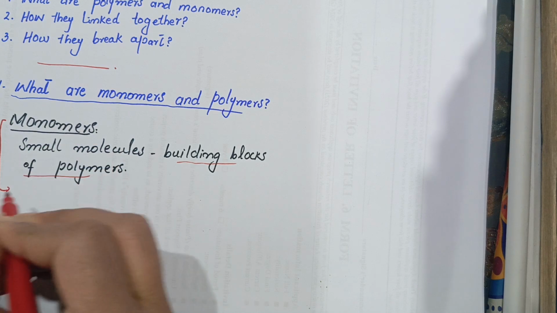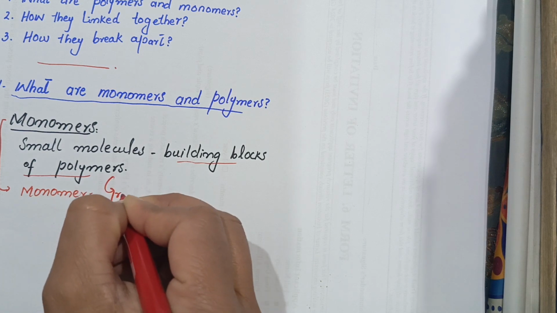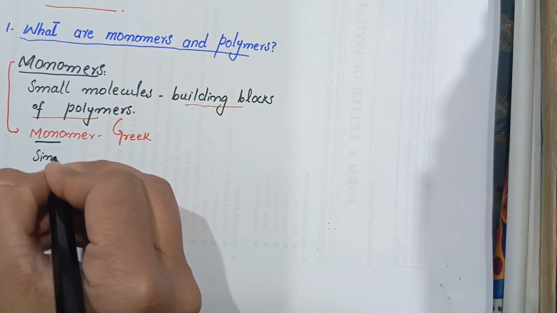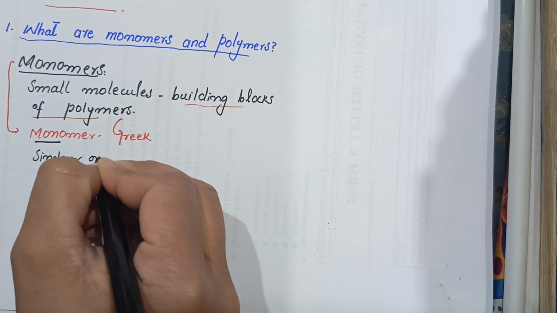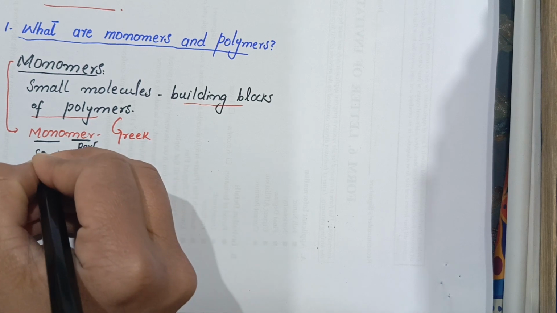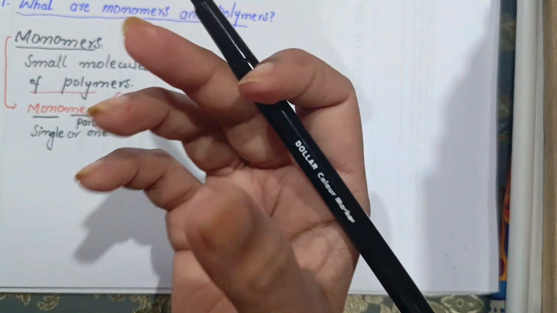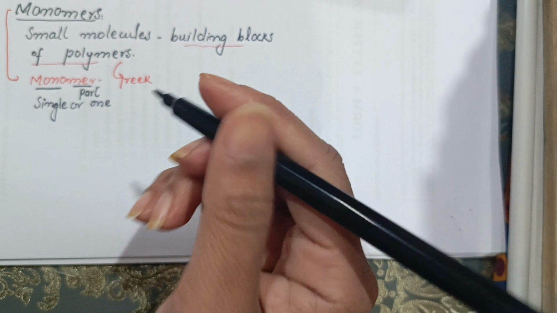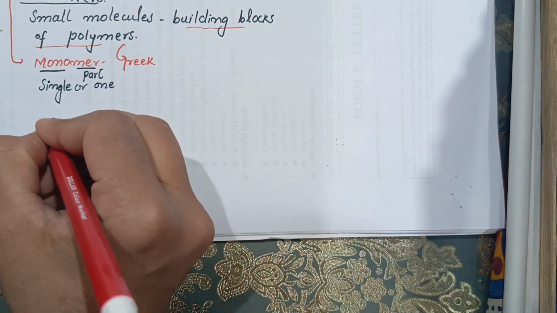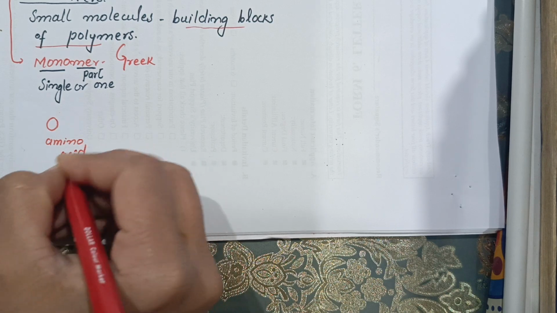The term monomer is of Greek origin, and here mono means single or one, while mer means part. That means a monomer is a molecule that has only one single unit. What does it mean? We will understand this point by taking some examples. Like we have amino acid, which is the monomer of protein.